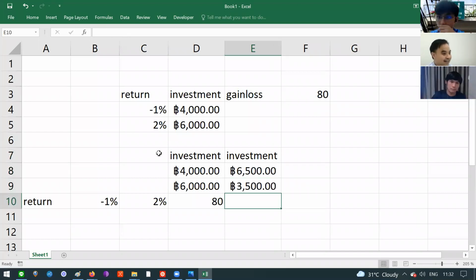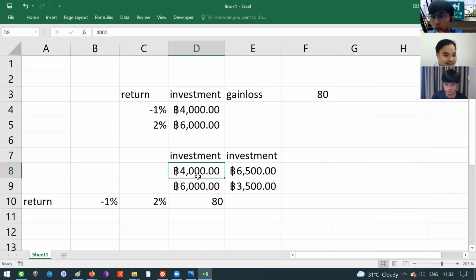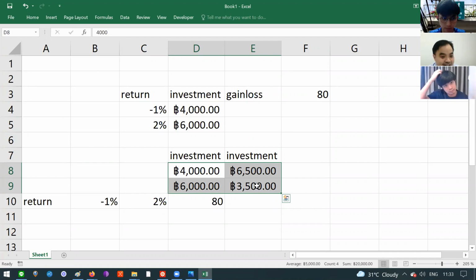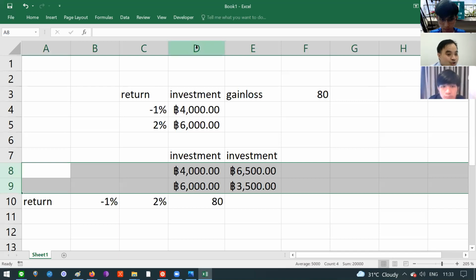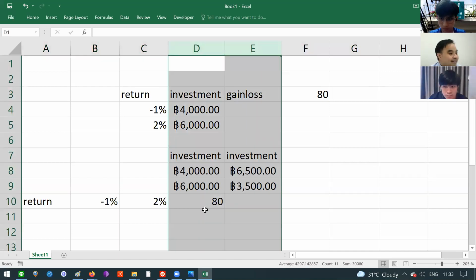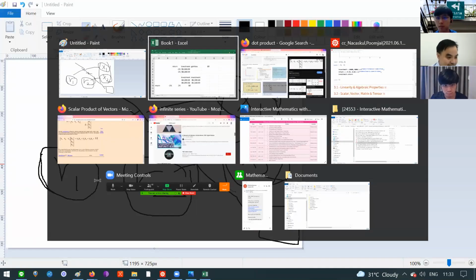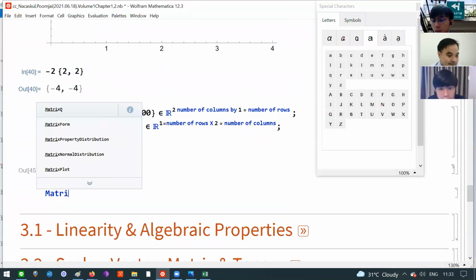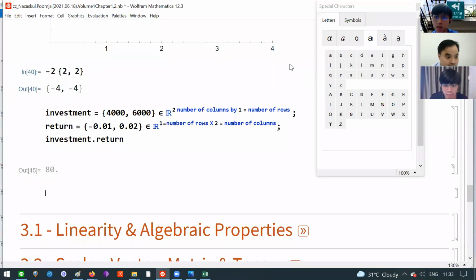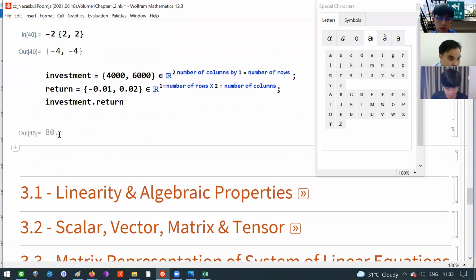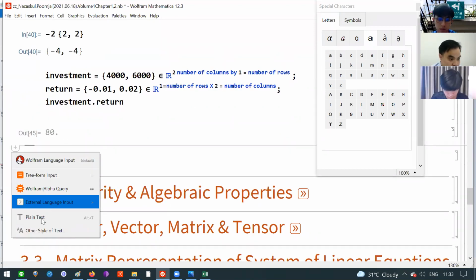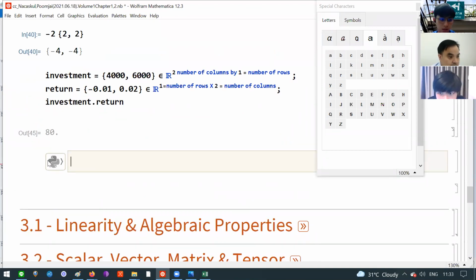I can do this, right? So now, instead of talking about this guy, I'm going to talk about this guy. How do I describe it? It now has 2 rows and 2 columns. And that's what we call a matrix.